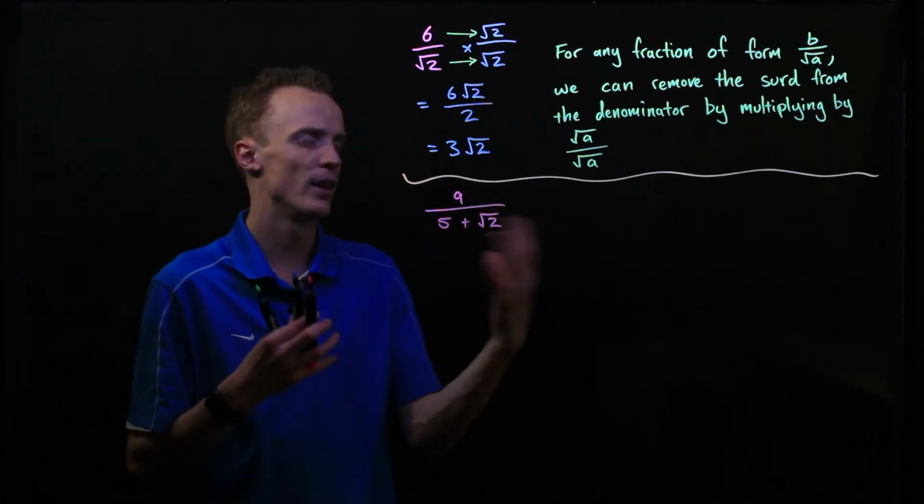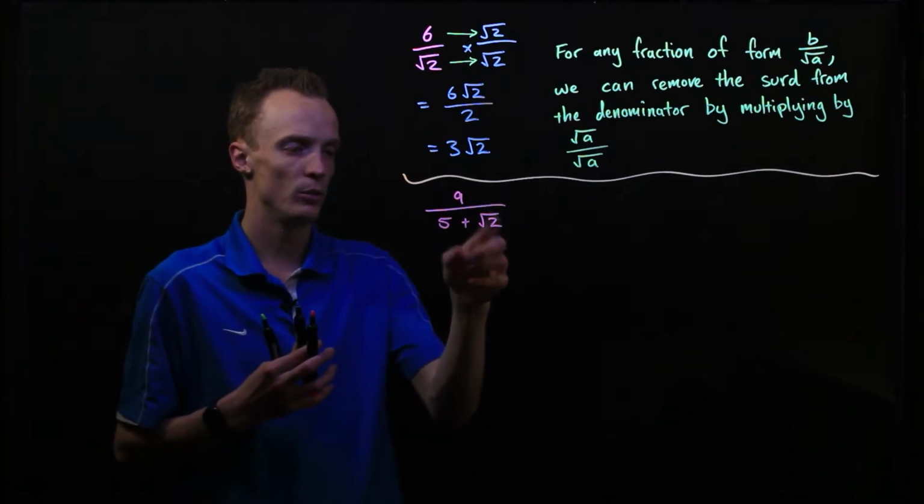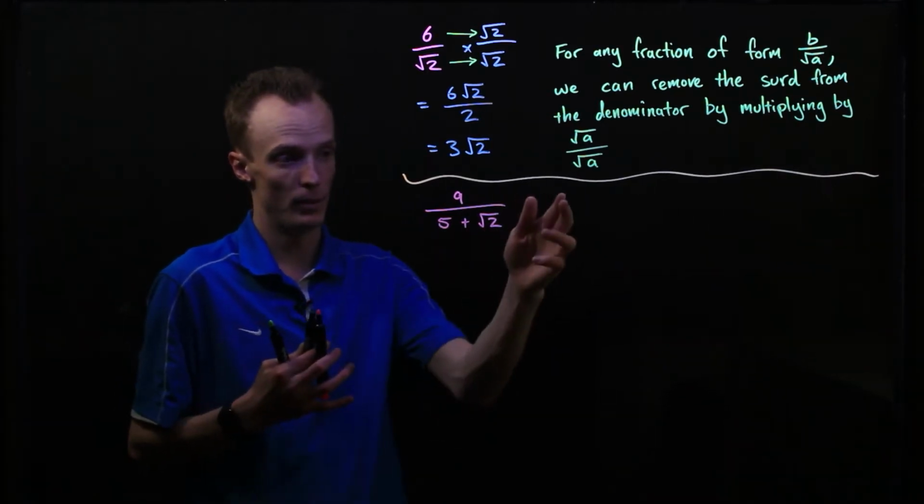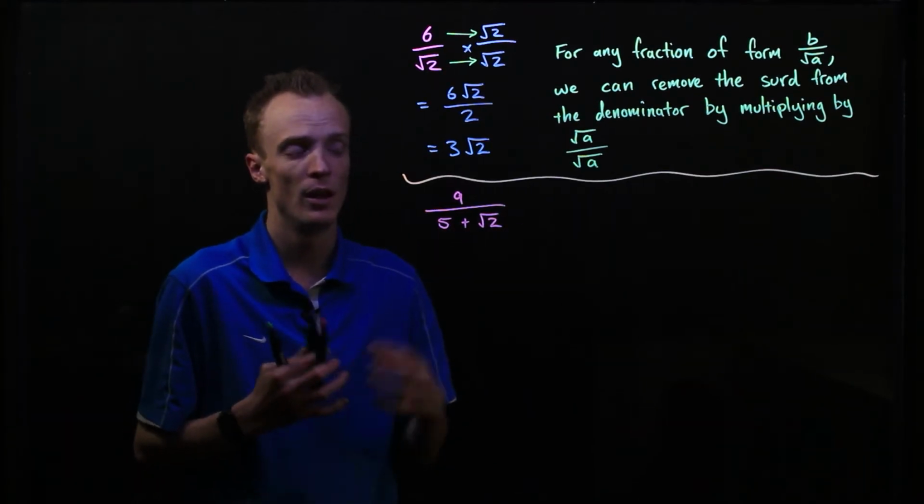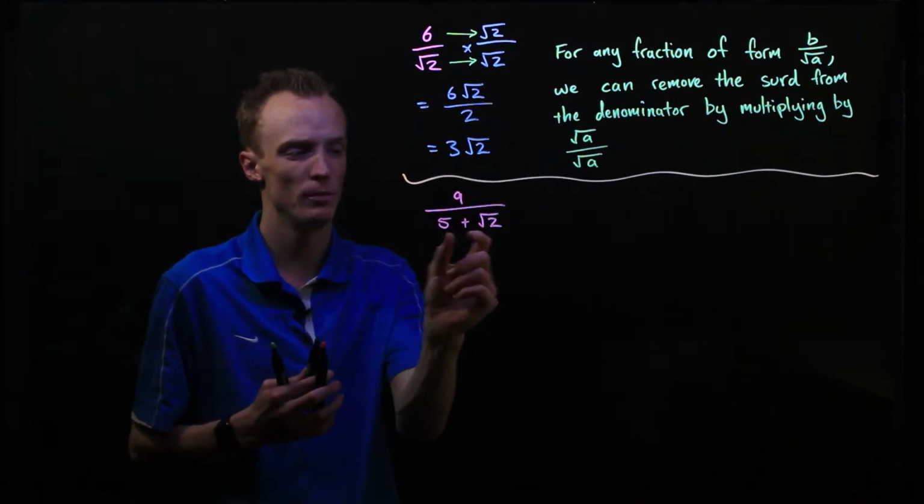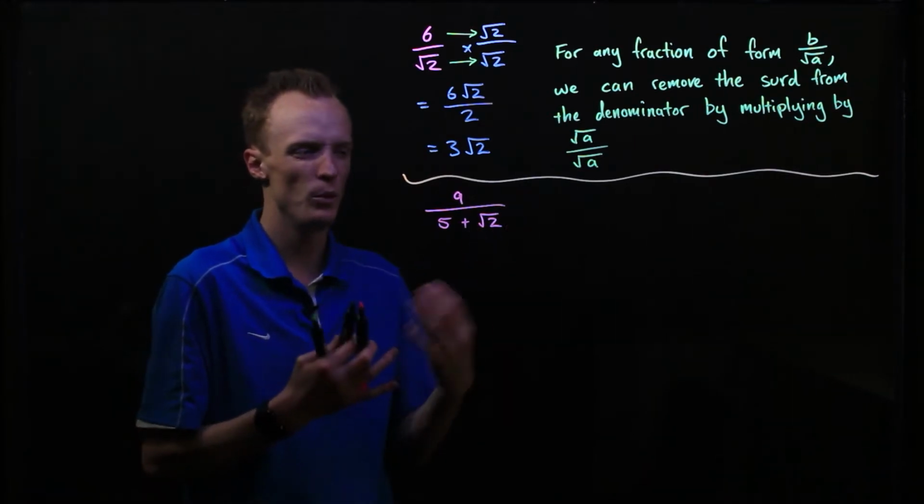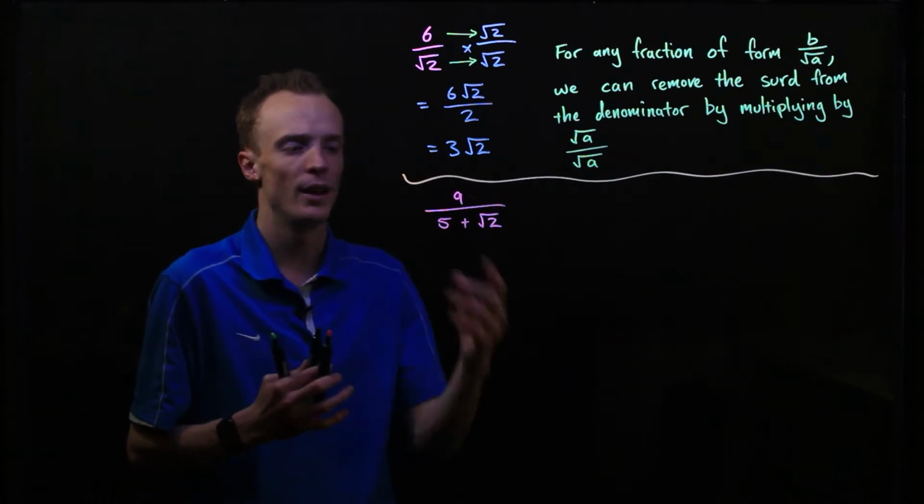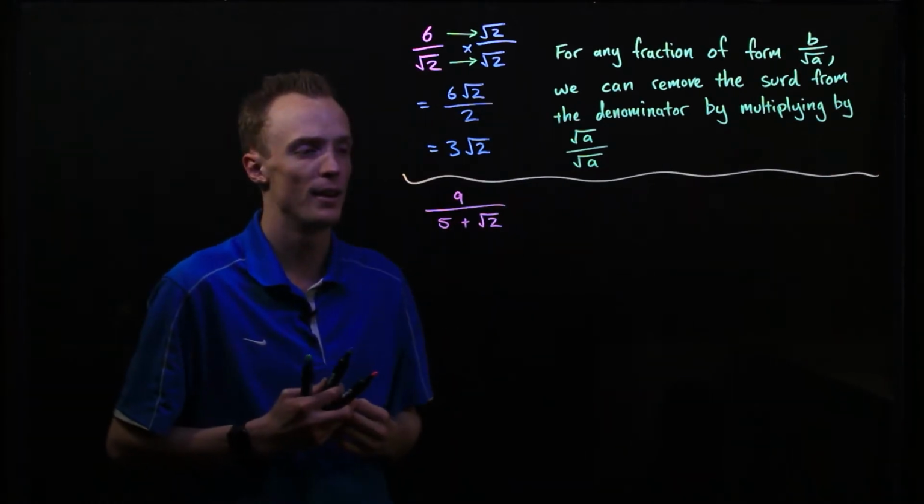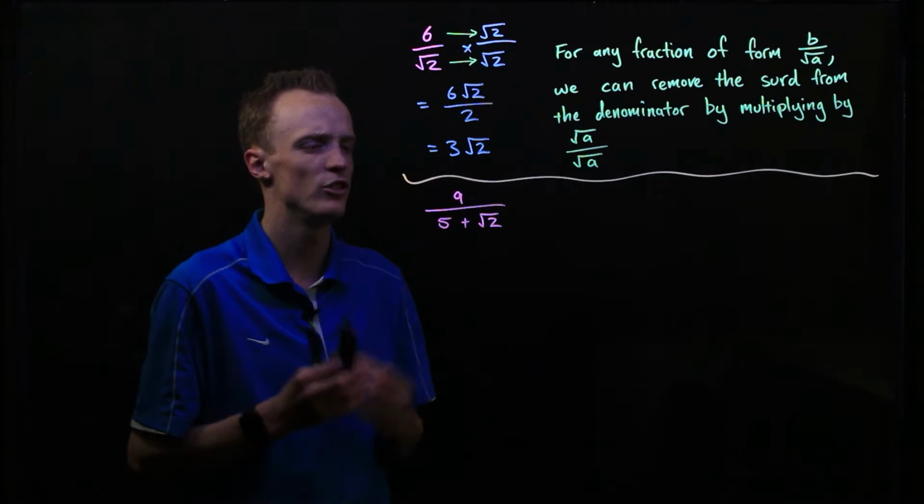Now if we applied the same logic before, we would multiply by the square root of 2 divided by the square root of 2. Now if we multiplied this denominator by the square root of 2, we would actually have to multiply each term by the square root of 2. And that wouldn't work for us because 5 times the square root of 2 is 5 root 2, and it would still leave a surd on the denominator. So we need a different strategy here.